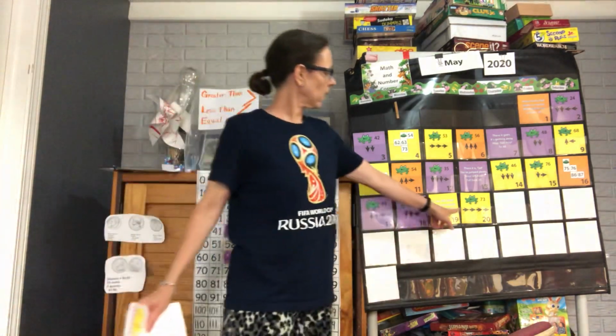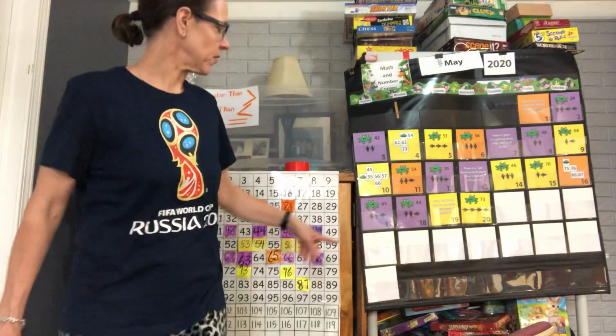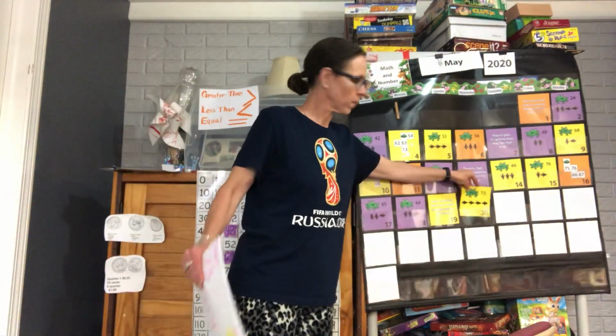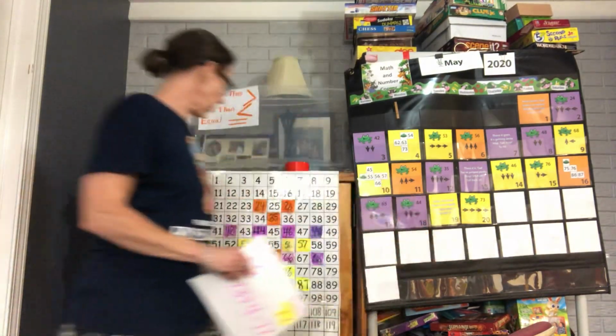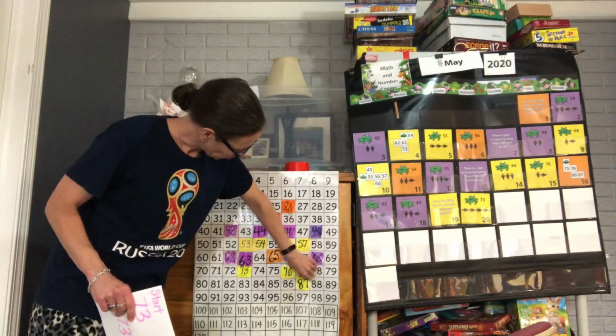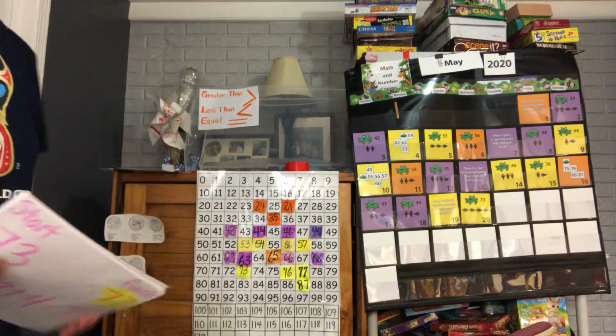All right, let's take a look at our calendar for today. Our calendar piece, we're starting at 73 today. If you take a look, on our piece for today, we have four arrows going that way, so we're adding four, right? 73 plus four is 77, and we are going to color our 77 yellow. Put it right here, adding to our hidden picture.